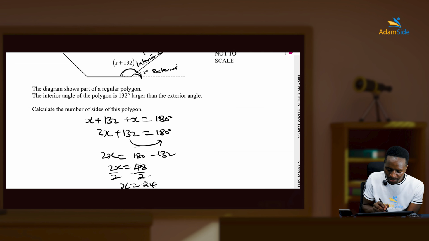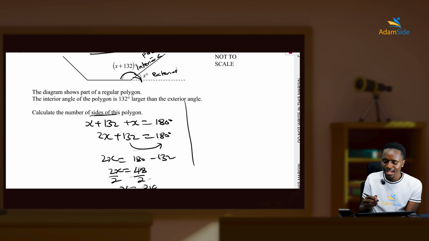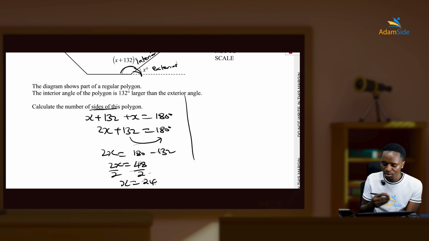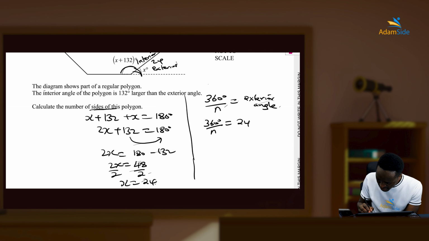Now, how do we get the number of sides? You can decide either you're going to use the exterior angle or the interior angle. Which one is easier for you? To me, the formula is this one: for an exterior angle, 360 degrees divided by the number of sides, n, is equal to one exterior angle, which is simple. We know the exterior angle here is x, so 24.